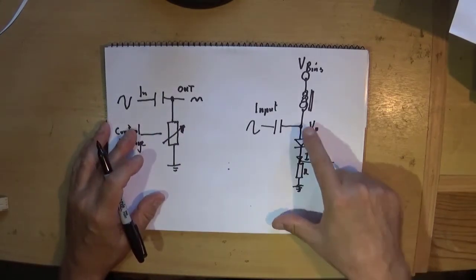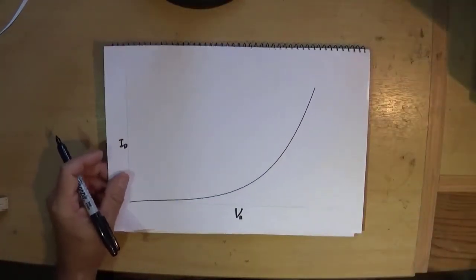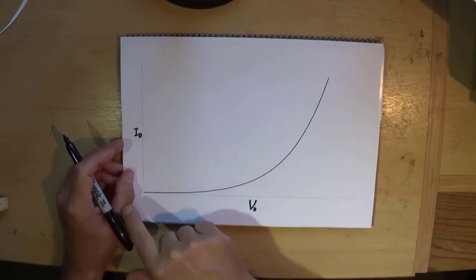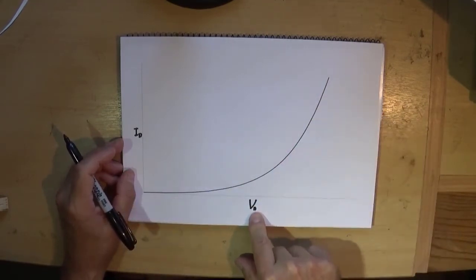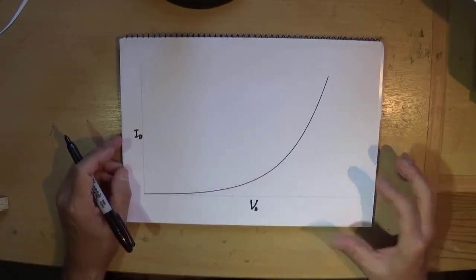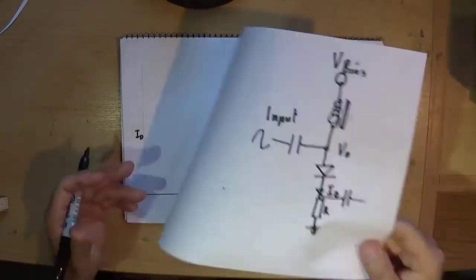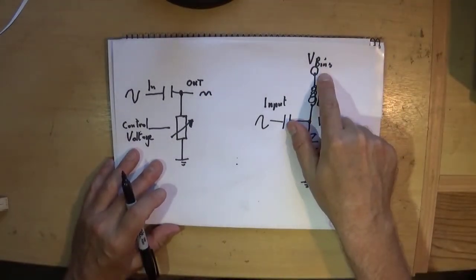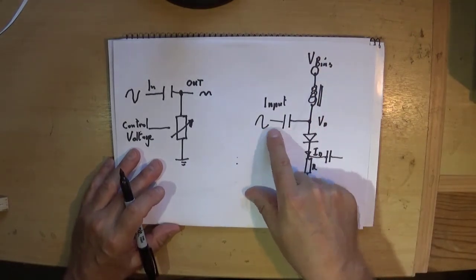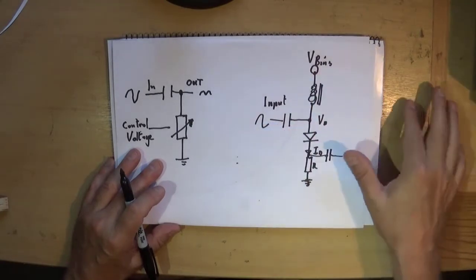So let us consider the characteristic of this diode. So here I have a diode characteristic which is essentially exponential. This is the voltage across the diode and this is the current through the diode. So what happens is we are picking a spot on this curve using our V bias voltage, and we are assuming that the voltage from the input through the capacitor is small compared to the V bias voltage.